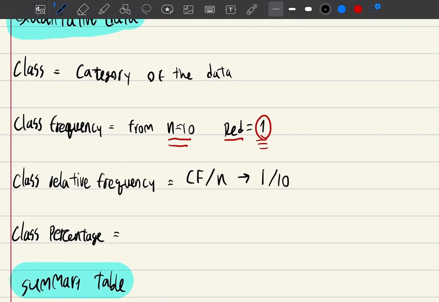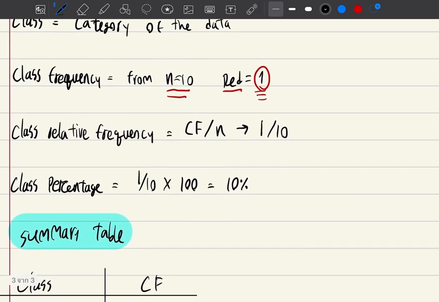The last one is class percentage. The class percentage is just the class relative frequency multiplied by 100. In this case, it is 1 over 10 multiplied by 100. So it's equal to 10%. So the class percentage of red is 10%. Let's move on.